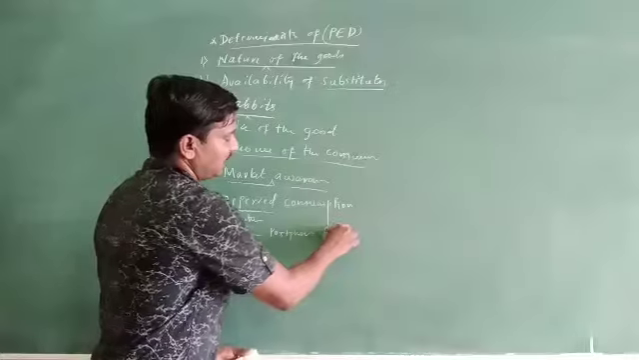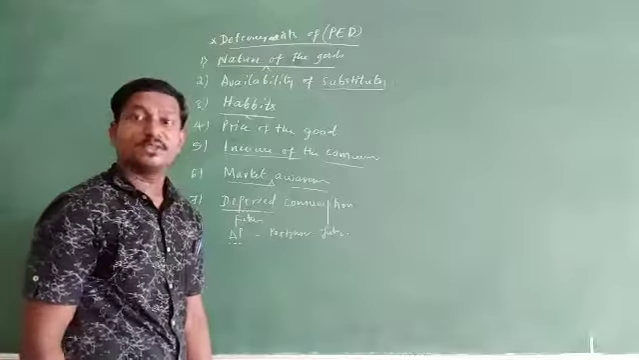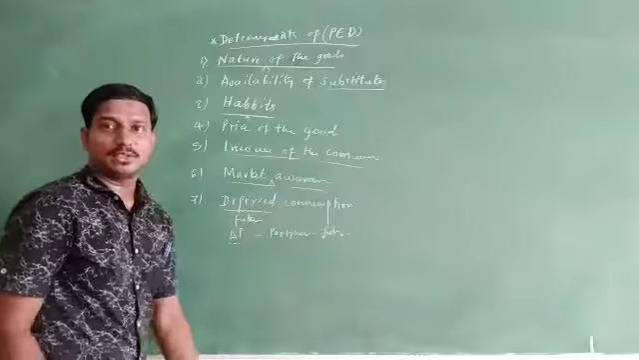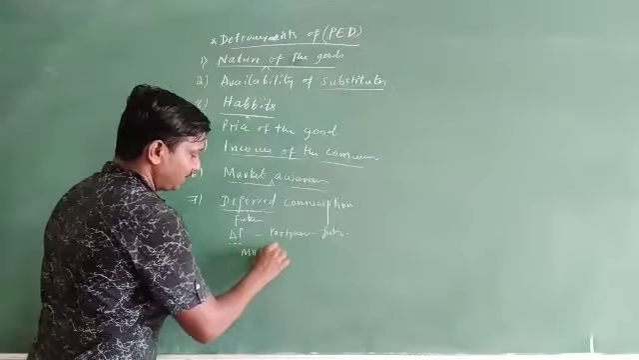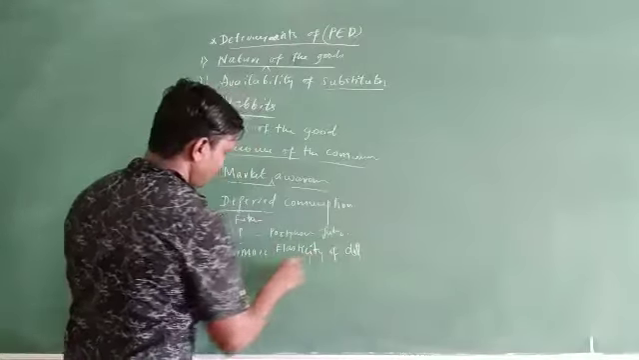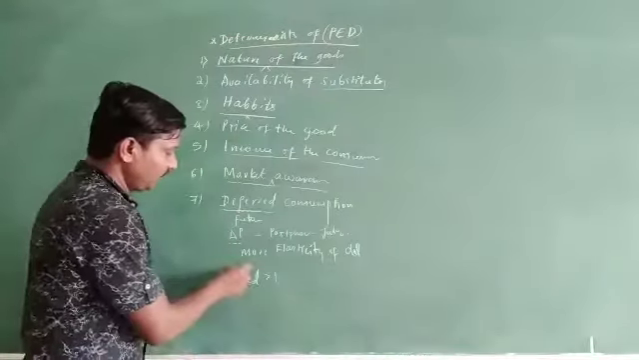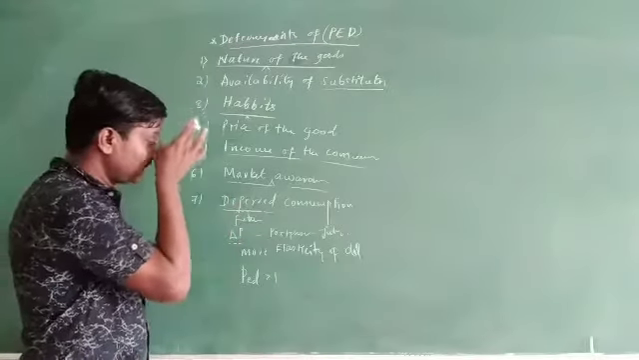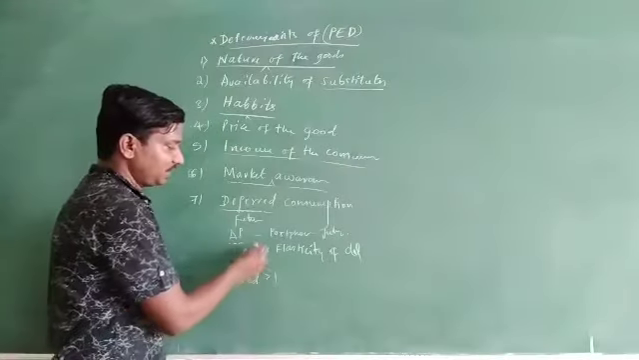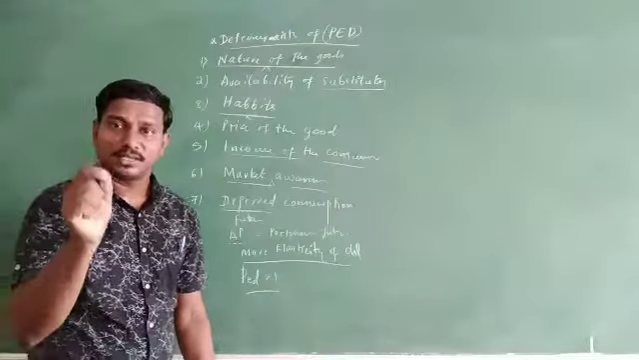That is how the price elasticity of demand for those goods whose consumption of today can be postponed to tomorrow will have more elasticity of demand. That is how we write it as PED greater than 1. So for the deferred consumption of goods where the consumption can be postponed to the future, that commodity is going to have more elasticity of demand. That is how we write PED greater than 1.